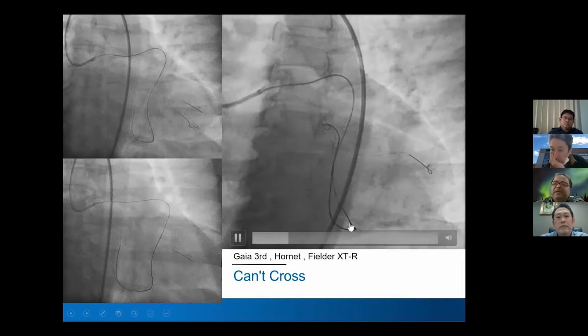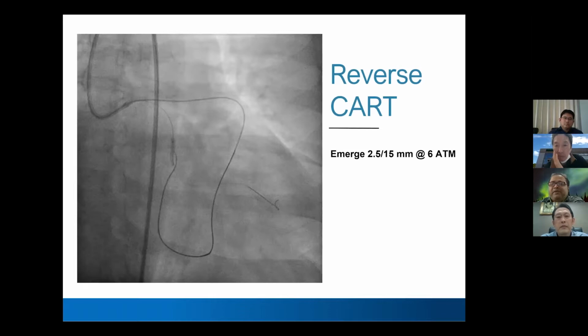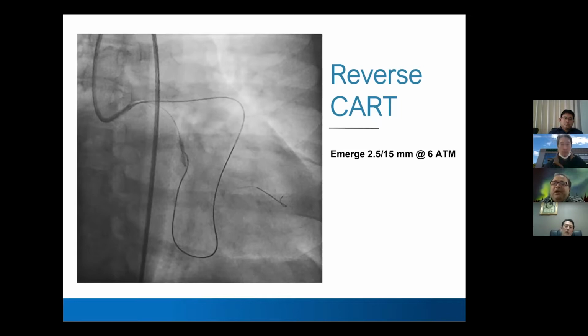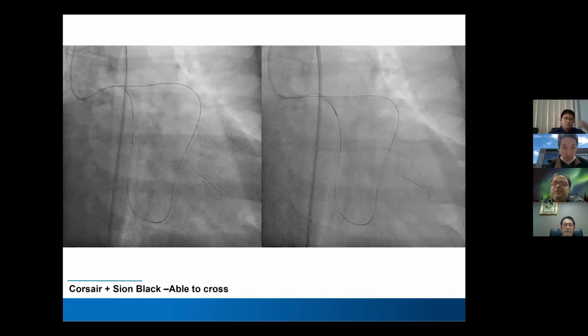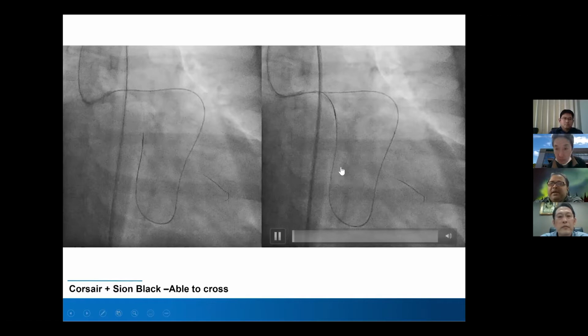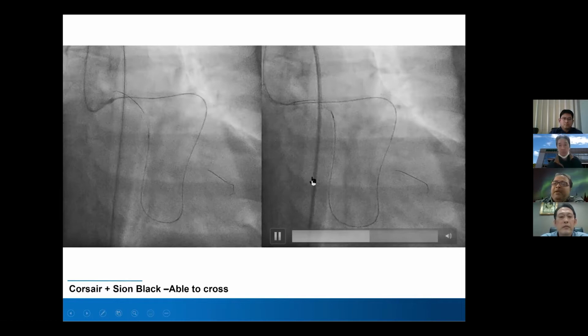So we did a retrograde knuckle, and we planned to do a reverse CART and see whether we can puncture through. We used a 2.5 by 15 balloon at low pressure. After a few wires, we managed to cross with the Sion Black. And Sion Black managed to get through. We were able to cross the lesion with much pushing and rotation with the Corsair. We overcame the initial resistance there. But after this, our second problem started.